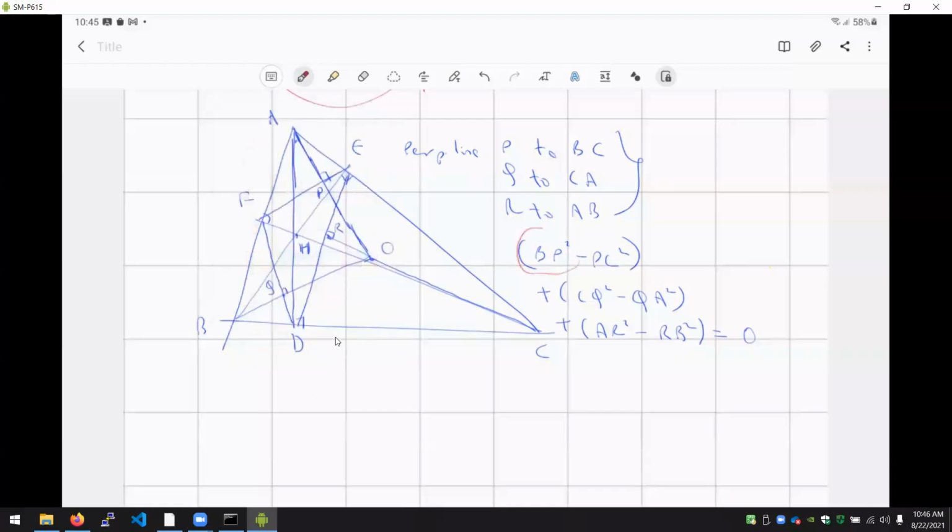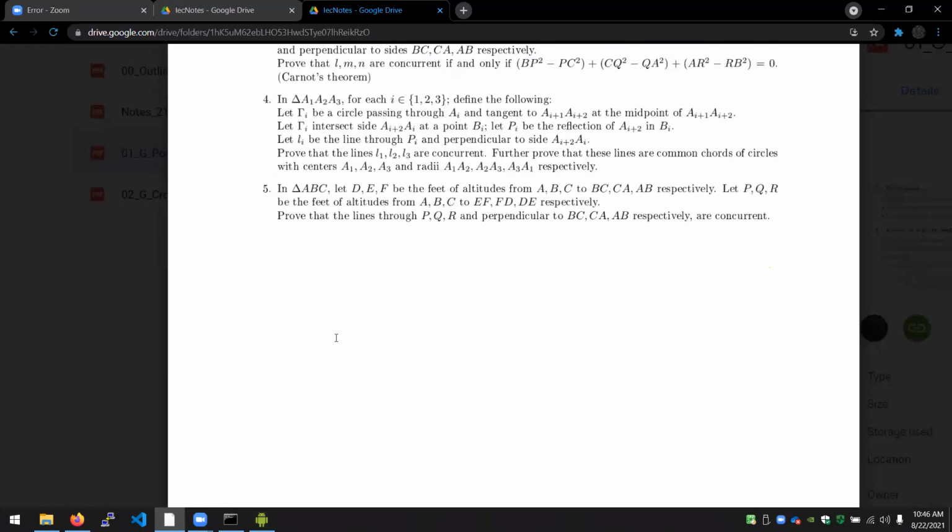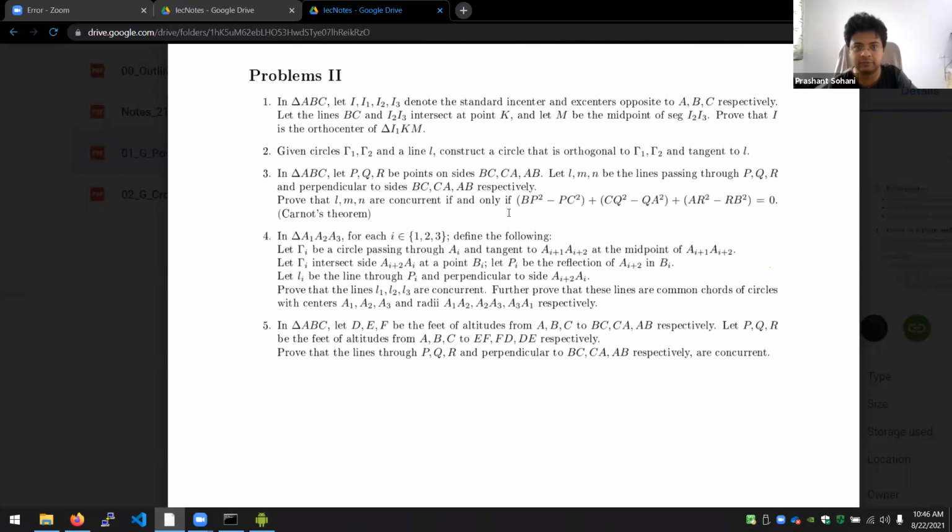Sir, but we have to consider perpendiculars from PQR to BC, CA, AB. Yes. So, I mean, what is Carnot's theorem? If you go back to the statement of Carnot's theorem, isn't that the same thing?